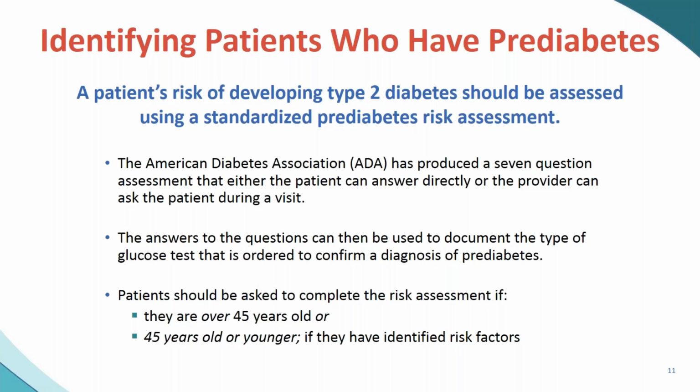And just to keep in mind, the patients that are targeted in this ADA form: if the patient is 45 or older, you should probably be doing this on every single patient because the risk of developing prediabetes is so high, as we saw, over 35% of the population. If they're younger than 45 and they have identified risk factors, which we will look at, then you're probably going to want to go ahead and have them fill it out anyway.